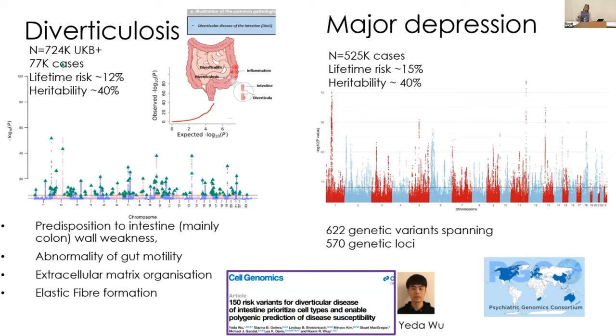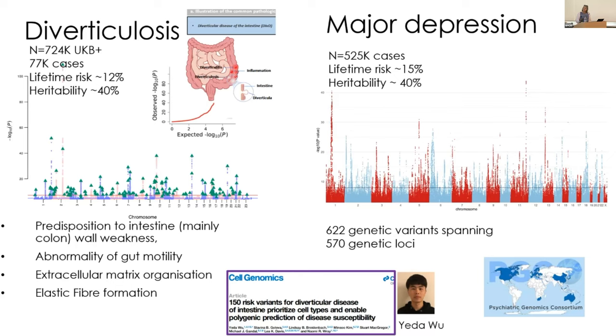Taking this example forward, on the right-hand side, major depression, this is the latest result from the Psychiatric Genomics Consortium. We have 525,000 cases. We've now identified more than 600 loci. You can see from the y-axis, the minus log 10 p-values go up to about 40, which is a much lower number than on the left-hand side for diverticulosis, where with just 77,000 cases, you can see much higher minus log 10 p-values, indicative of larger effect sizes.